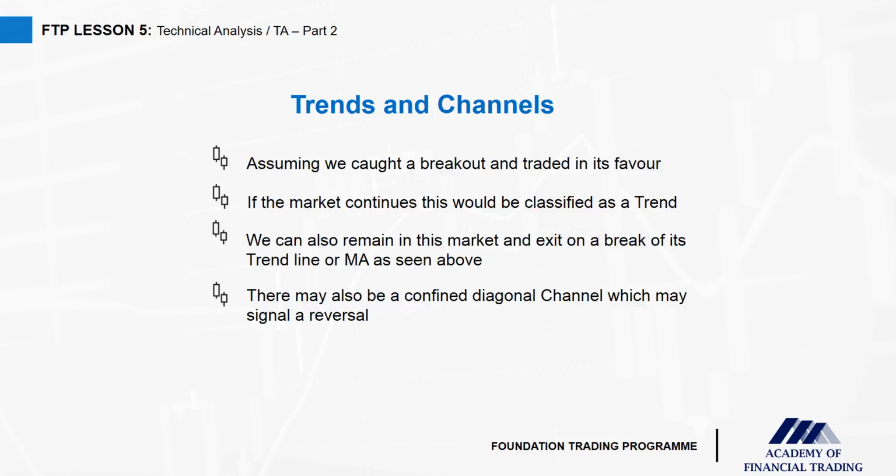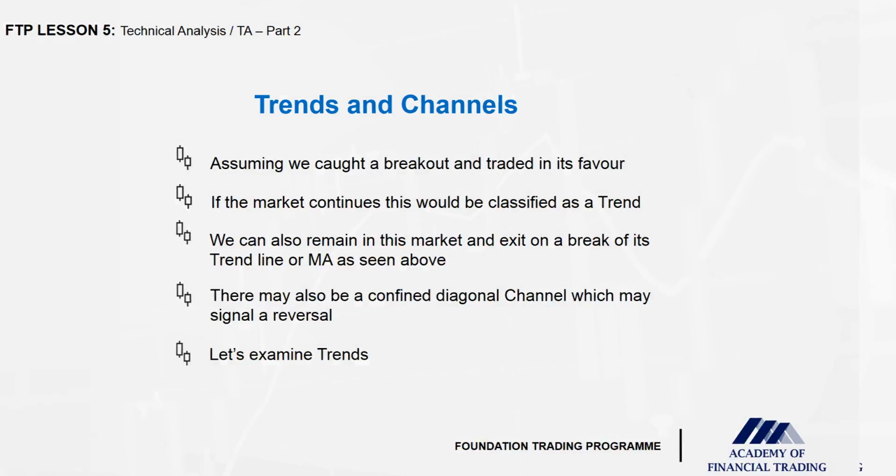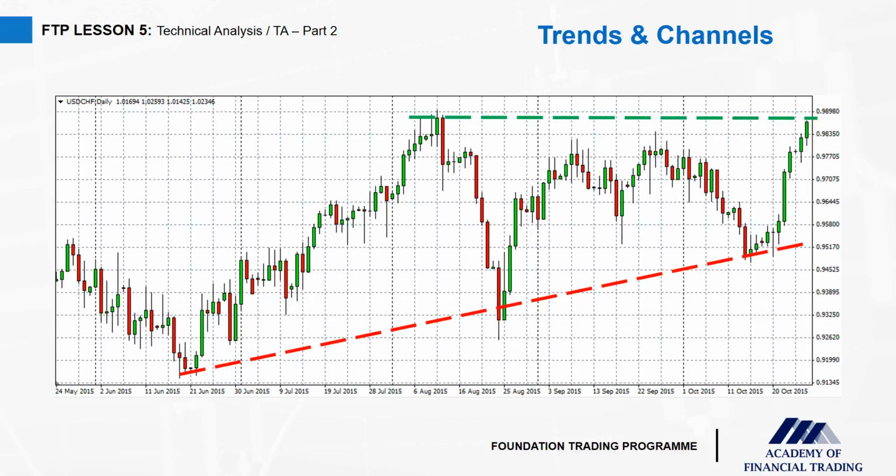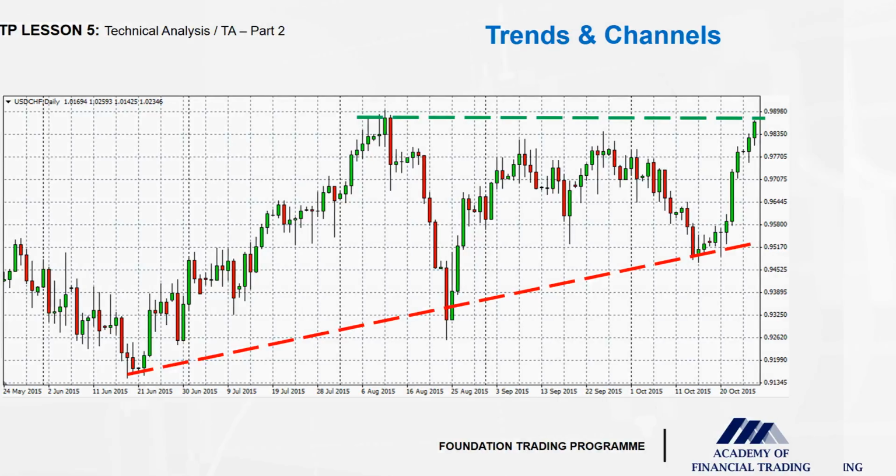There may also be a confined diagonal channel which may signal a reversal. So let's have a quick look at trends. All right. So is this trending upwards or is it trending downwards? Yeah, we would say in general upwards. We can see the ceiling, but we can also see the floor and it's moving upwards.